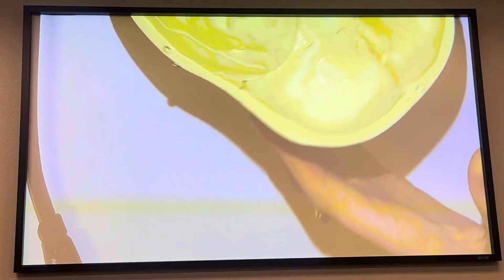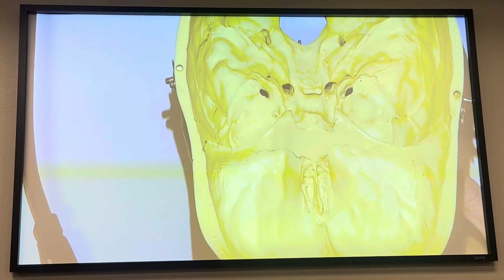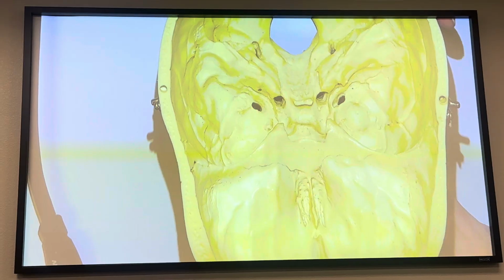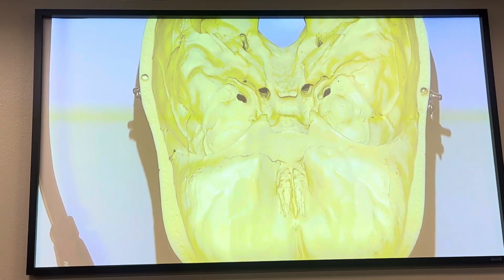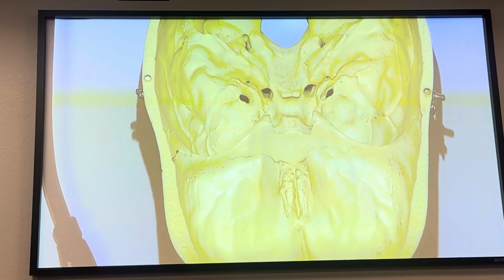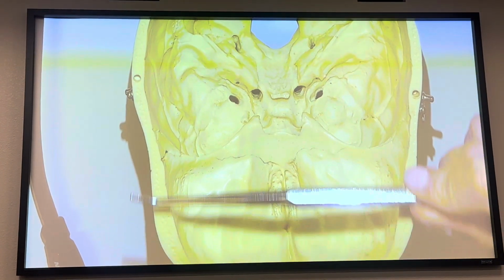So I brought 2 skulls because I'm picky about the carotid canal. So the skull's a little tipped. So on your screen, the big screen, this is anterior.